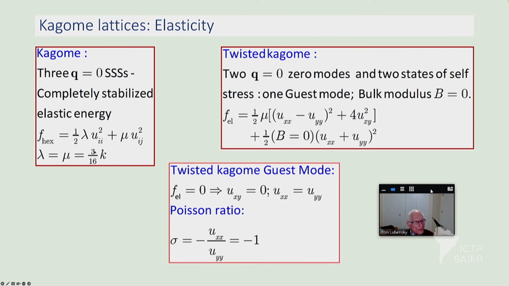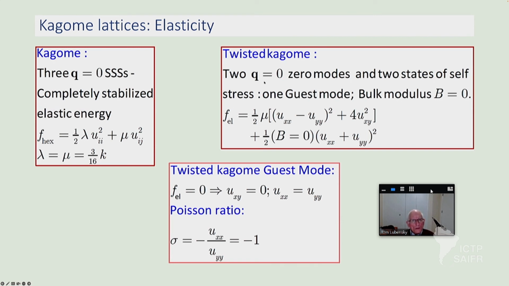I was going over my notes. It looks like I changed my mind as to what K was. You'll find a root 3/8 in some of the notes. I have to go back and check to see why there's a difference. Now the twisted Kagome lattice, on the other hand, has two zero modes and two states of self-stress, one guest mode and one bulk mode.